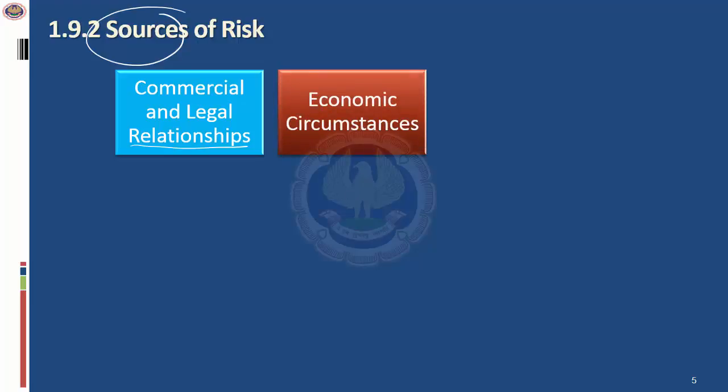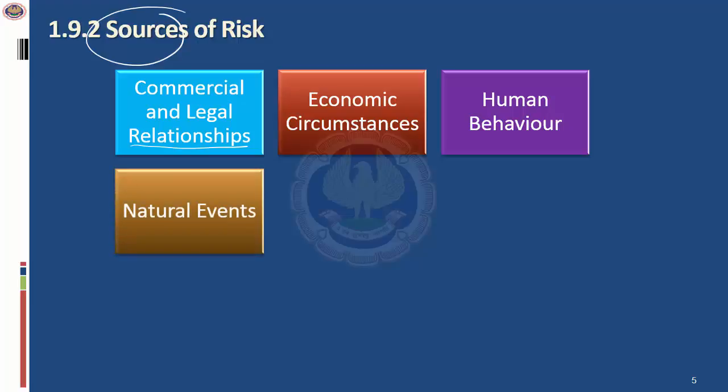There could be economic circumstances, which means the economy changes. There is an impact on account of the changes happening in the economy. There is human behavior. Among the people who work in the organization, some person decides to commit a fraud. Because of the error or fraud he has committed, it impacts the organization. There could be natural events. For example, there could be a flood. There could be an earthquake.